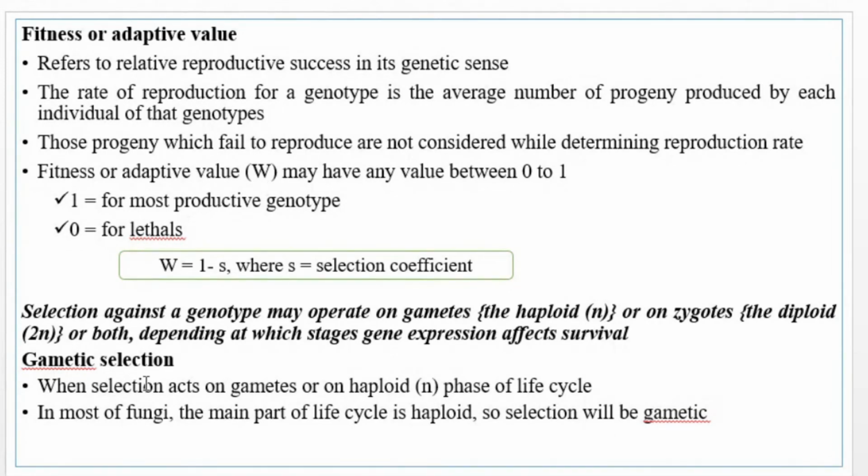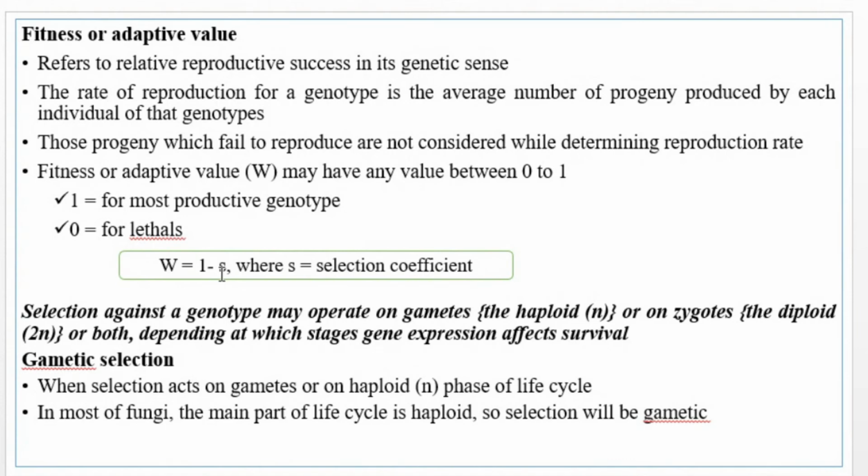Gametic selection is when selection acts on gametes or on the haploid phase of the life cycle, just like in fungi, Neurospora, which have a haploid stage. When selection acts on the gametes, in most of the fungi the main part of the life cycle is haploid, so selection is gametic. For organisms whose life cycle mostly ends in the haploid stage, we practice gametic selection.